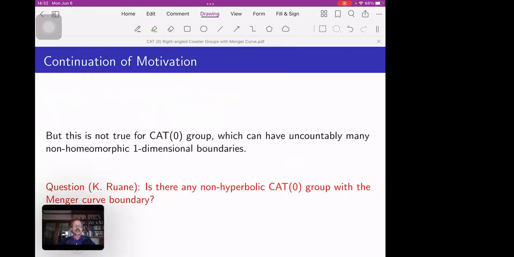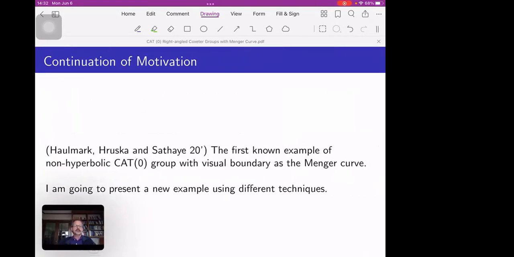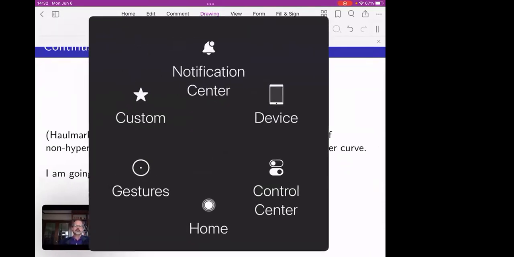But this is not true for CAT(0) groups, which can have uncountably many non-homeomorphic one-dimensional boundaries. So there is a question by Kim and Ruane: is there any non-hyperbolic CAT(0) group with a Menger curve boundary? Haulmark, Hruska, and Sathaye in 2020 gave an example. This is the first known example of a non-hyperbolic CAT(0) group with visual boundary a Menger curve.